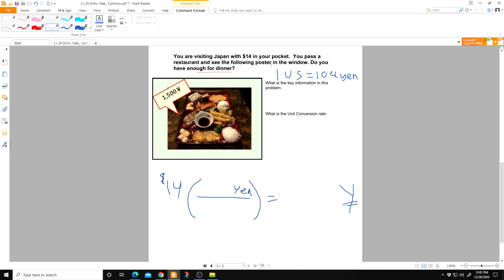Well, look at our unit conversion. We already have 104 yen. So 104 yen goes on the top. And then 1 US dollar goes on the bottom. 1 US dollar, which we put this little symbol for US dollar. And then check that out. We're pretty much golden. All we need to do now is, if you look, the US symbols cancel out. You do 14 times 104.